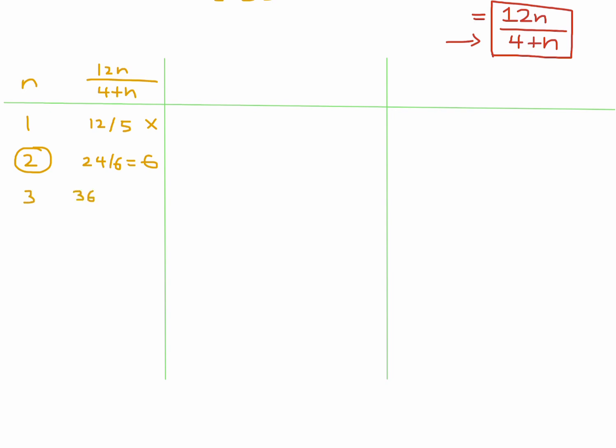3, and it's going to be 36 over 7. That's not an integer. And then 4. 4 is 48 over 8, and that is an integer. It is equal to 6. So circle 4 as a value for n. And you just keep going like this. So I'm not going to bore you by going through every single one. I'm just going to write the ones for which this becomes an integer. And it is time consuming, but that's the way it is since it's number 25.